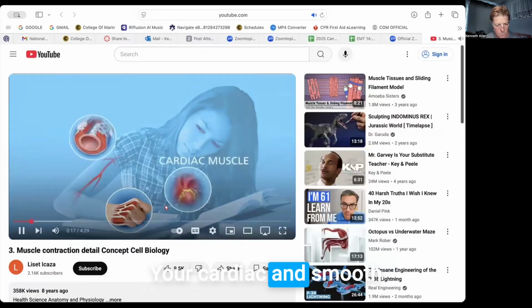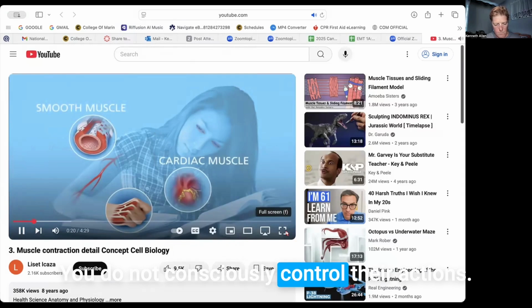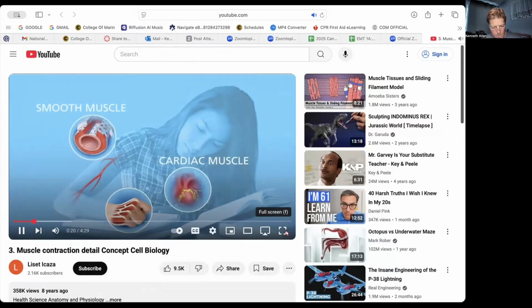Your cardiac and smooth muscle tissues are involuntary. You do not consciously control their actions. Skeletal muscle works under voluntary control. Skeletal muscles are composed of bundles of muscle fibers. Muscle fibers are long cylindrical cells containing several nuclei.